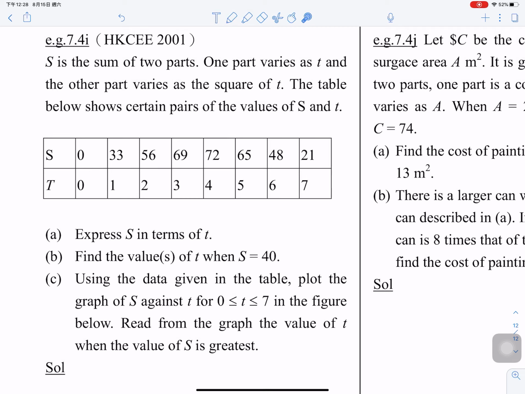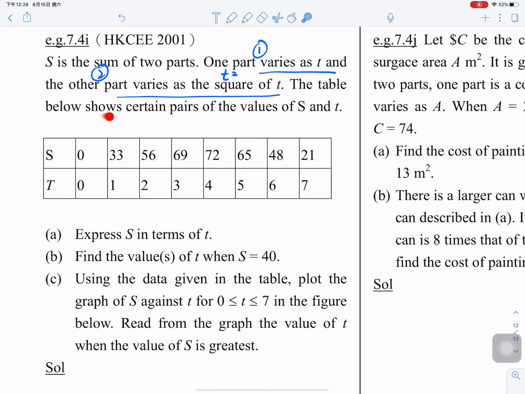7.4i. Have a look. Public exam question again. Let's see. S is a sum of two parts. The first part varies as t. The other part varies as the square of t. That means this.